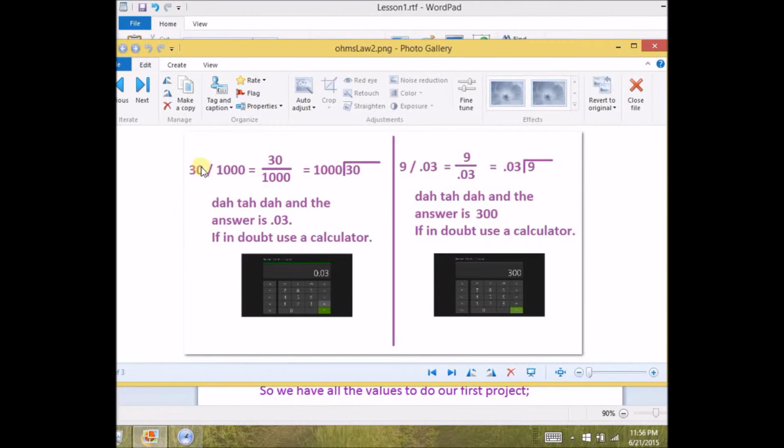Now, so you have your 30 divided by 1000, which equals 30 over 1000. And the answer is 0.03. And like I said, if in doubt, use a calculator, which you see it says 0.03 right there.